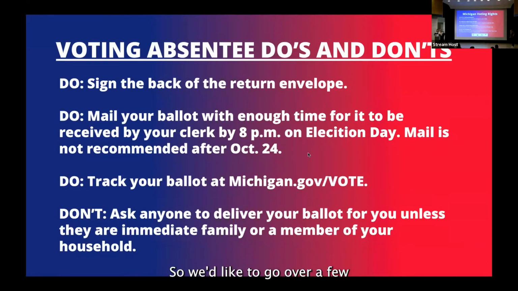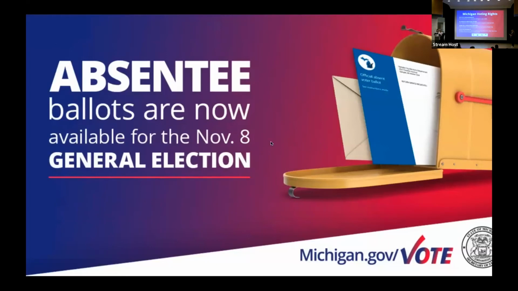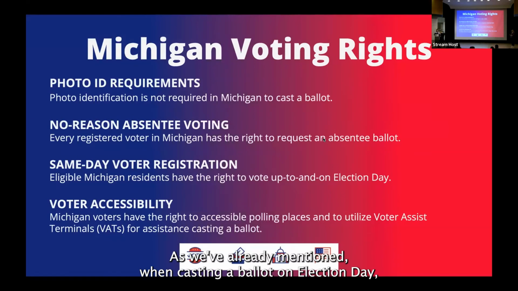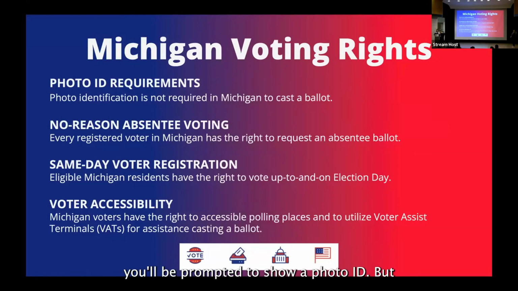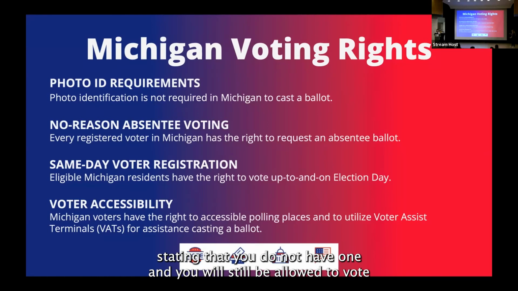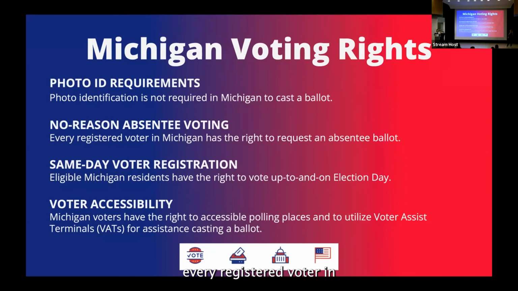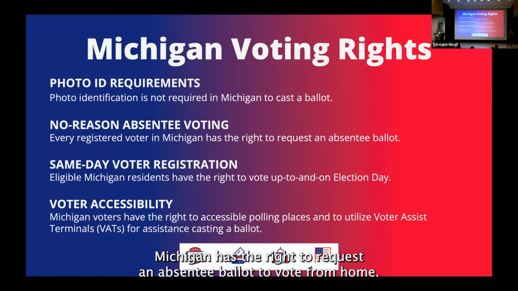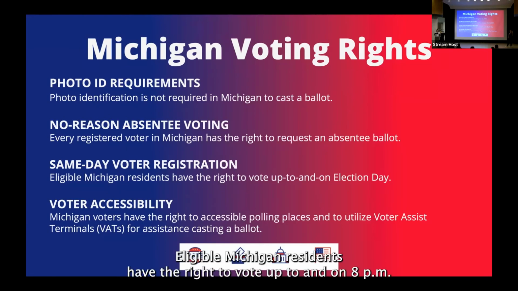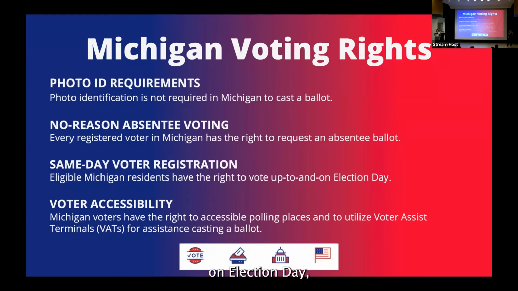All right, so we'd like to go over a few election rights that you have in Michigan, a couple highlights. As we've already mentioned, when casting a ballot on Election Day, you'll be prompted to show a photo ID, but if you don't have one with you, you can complete the affidavit stating that you do not have one and you will still be allowed to vote. Every registered voter in Michigan has the right to request an absentee ballot to vote from home. They can also vote early or vote by mail. Eligible Michigan residents have the right to vote up to and on 8 p.m. on Election Day.